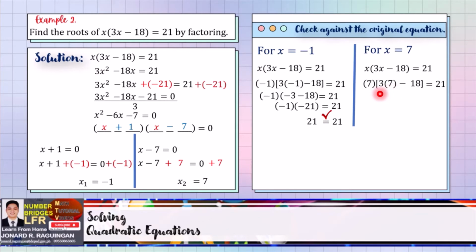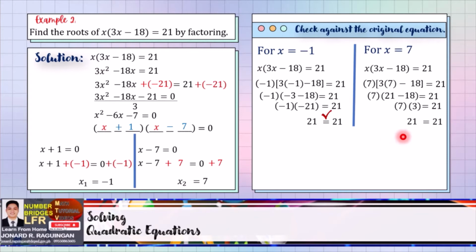Then simplify. Copy 7. 3 times 7 is 21, minus 18 is equal to 21. Then simplify. Copy 7. 21 minus 18 is 3, is equal to 21. 7 times 3 is 21, is equal to 21.